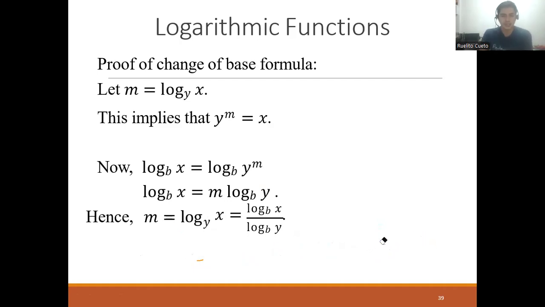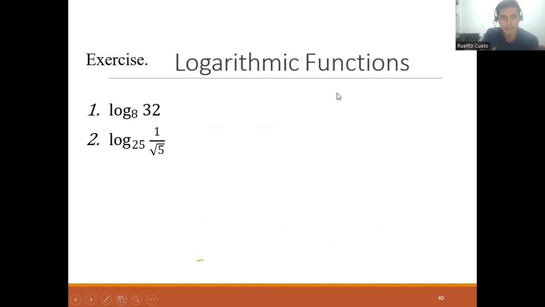So these are the properties of the logarithm. Then you will apply these properties to logarithmic equations. Okay, thank you. So our next topic is logarithmic equation. So try this.